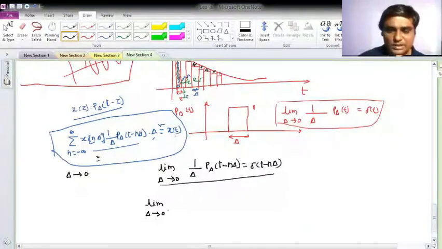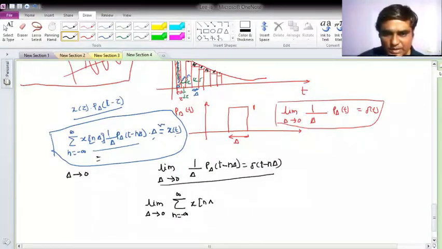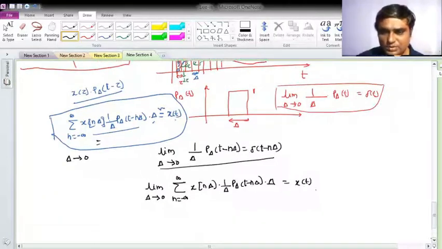So limit delta tends to 0, what was previously n equal to minus infinity to plus infinity, x of n delta, 1 over delta, p delta of t minus n delta, into what was that, delta, and if delta tends to 0, it will be exactly equal to x of t. Okay, so this way I can approximate x of t accurately by assuming delta tends to 0.